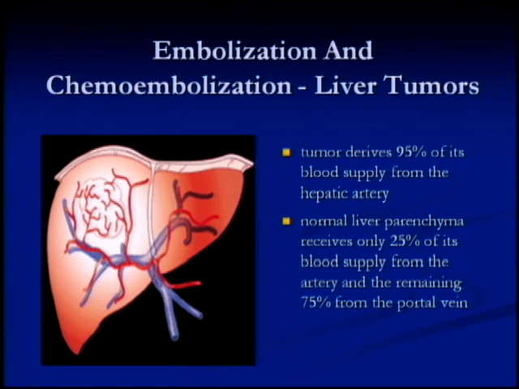Fortunately for us, 95% of the blood supply to the tumors comes from the hepatic artery, as compared to the normal liver, which derives 75% of its blood supply from the portal vein. So as long as the portal vein is open, we can inject particles in the hepatic artery and cause damage to the tumor as well as some normal liver without any significant risk of causing liver damage.